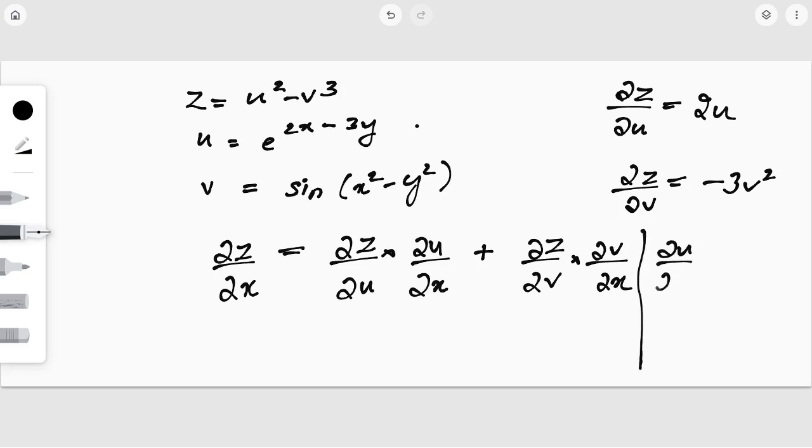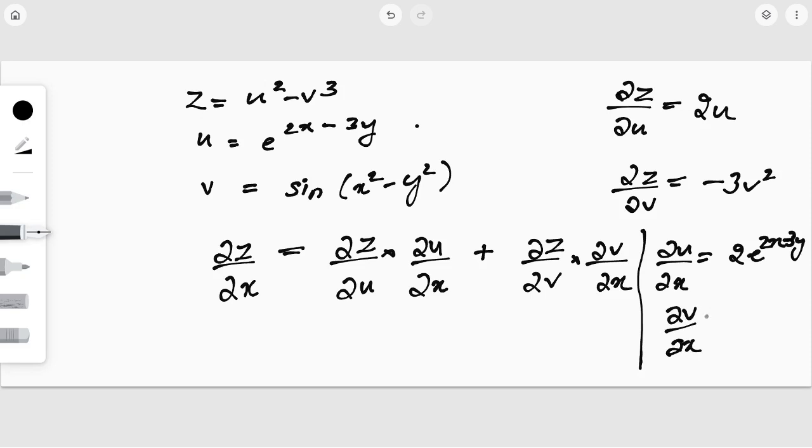∂u/∂x is nothing other than 2 into e raised to 2x minus 3y, right? Keeping y as a constant, we have to partially differentiate e raised to 2x minus 3y, that is 2 into e raised to 2x minus 3y. Now what is ∂v/∂x? Sine of x square minus y square.